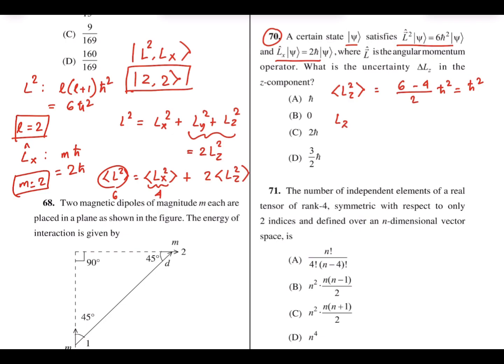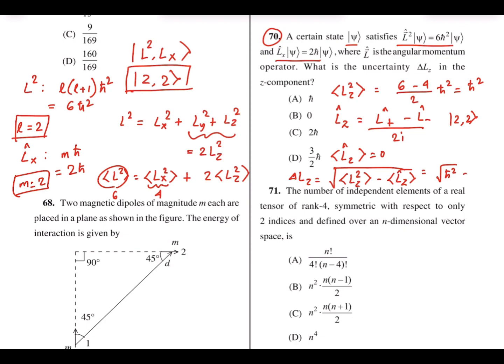Now the Lz operator can be written in terms of the ladder operators L plus and L minus, but when these operators act on the |2, 2> state, they change the value of m, so the expectation value of Lz will be 0. So we find delta Lz is equal to the square root of the expectation value of Lz squared minus the square of the expectation value of Lz, and this is the square root of h bar squared, and that is h bar. So option A is the correct answer.